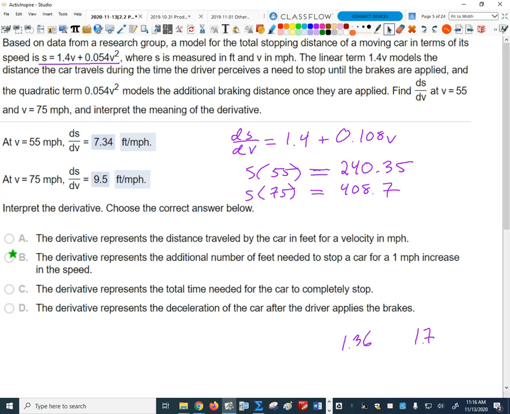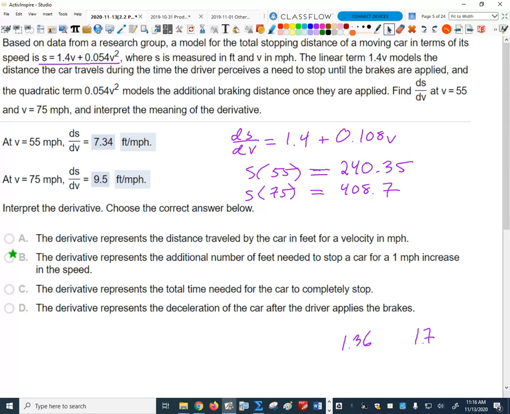And it's not bad. I mean, it's okay. It's roughly what it means, but not exactly. And we want to articulate why that's really not great. Well, actually, I won't waste time on that. I'll just tell you. The derivative represents the additional number of feet needed to stop a car for a 1 mile per hour increase in the speed.